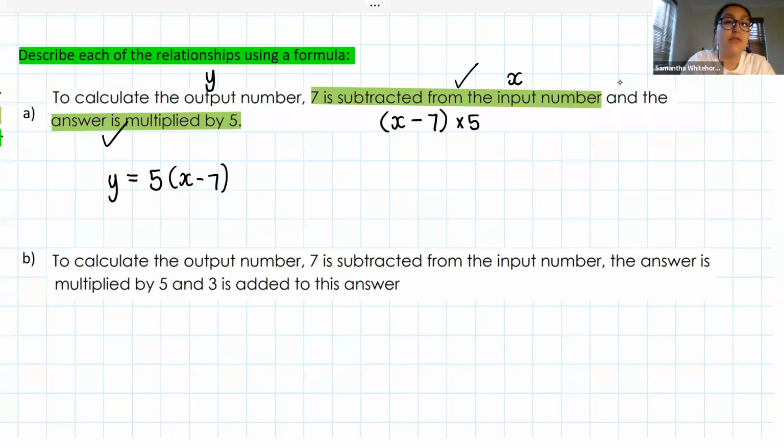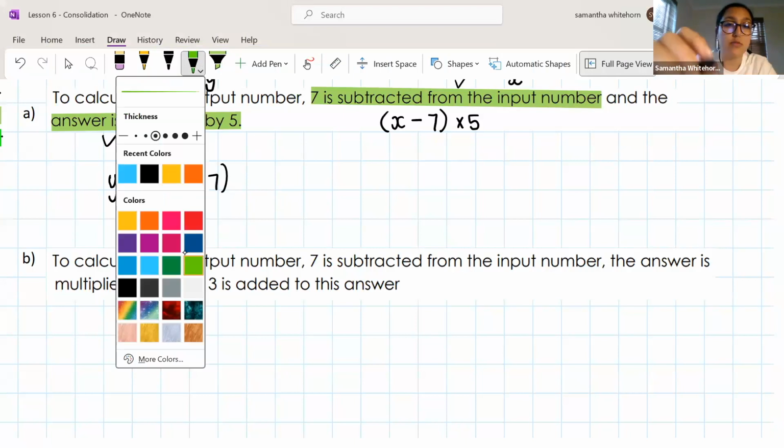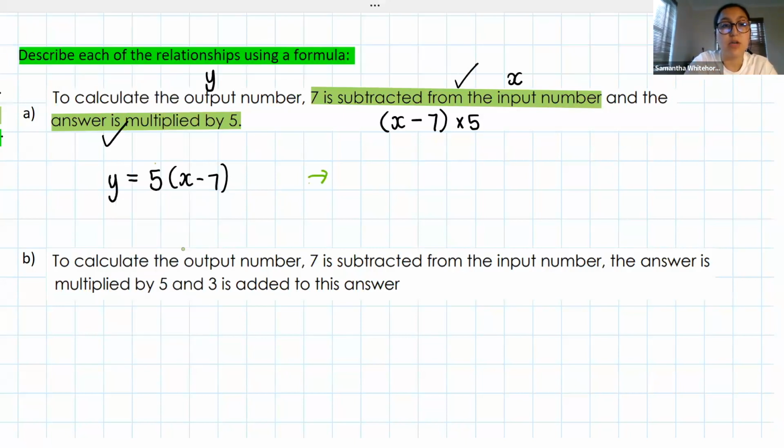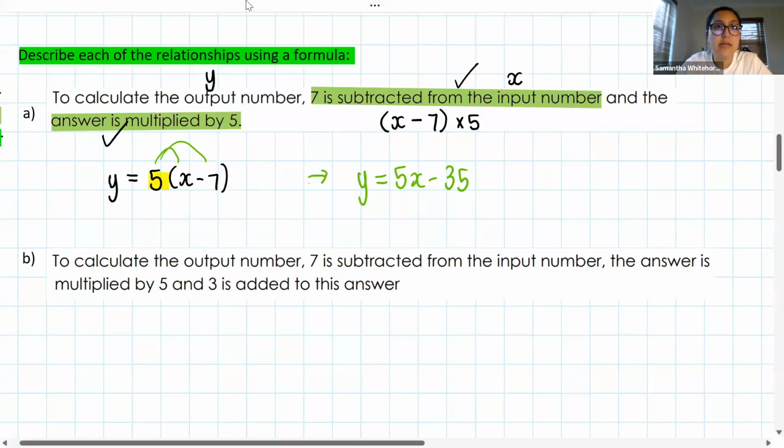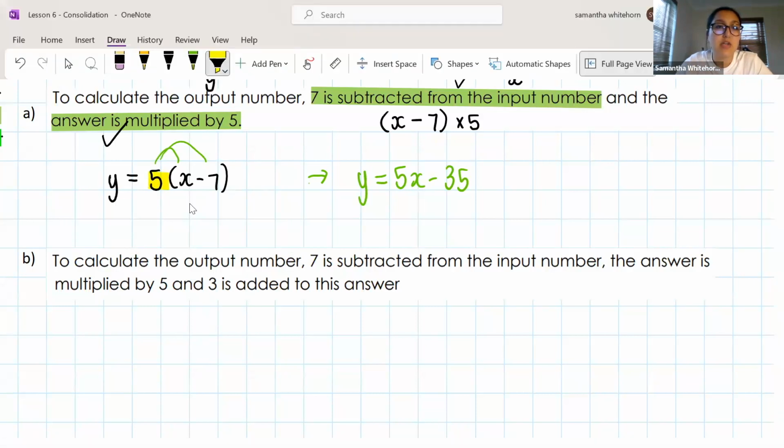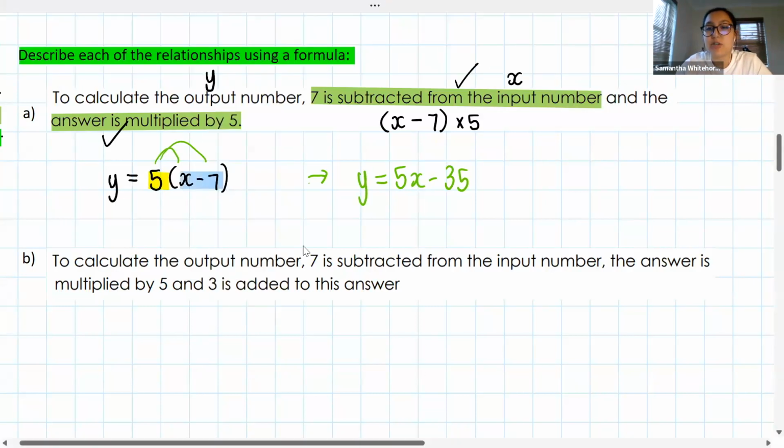If, however, you wanted to, you don't have to, there's no reason to do it, but if you wanted to distribute the 5, which is fine, you could also write this as y is equal to 5x minus 35. Both of those are absolutely fine. What's really important is that you're showing that you're multiplying by 5, so 5 is your coefficient, as well as the fact that you have considered the subtraction of 7. All right. So guys, really important that when we read these questions, we do it with understanding.